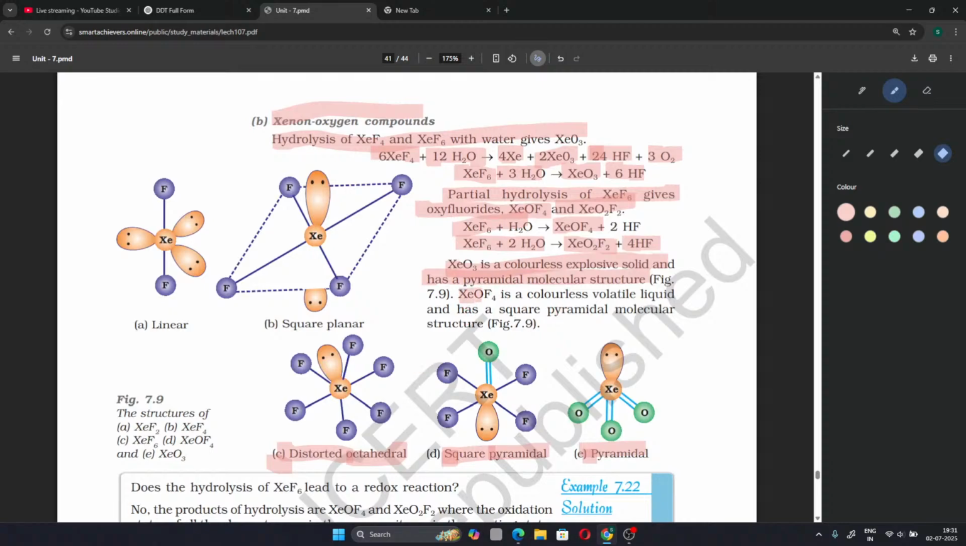XeOF4 is a colorless volatile liquid and has a square pyramidal molecular structure. XeO3 is a colorless explosive solid and has a pyramidal molecular structure.